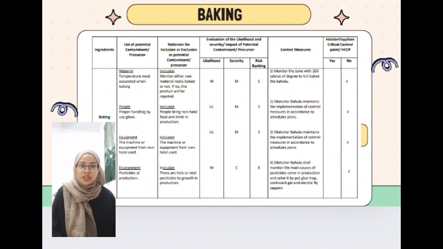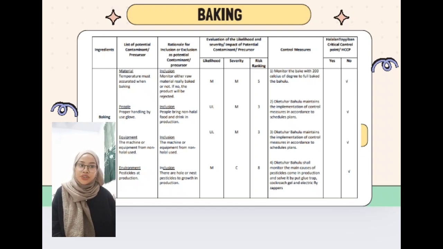People: proper handling by using cloth. Inclusion: people bring non-halal food and drink into production. Unlikely, moderate, risk ranking 3. The company maintains the implementation of countermeasures in accordance with the schedule plan. Equipment: the machine or equipment from non-halal use. Inclusion: the machine or equipment from non-halal use.